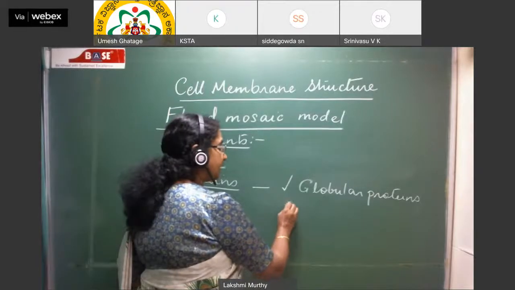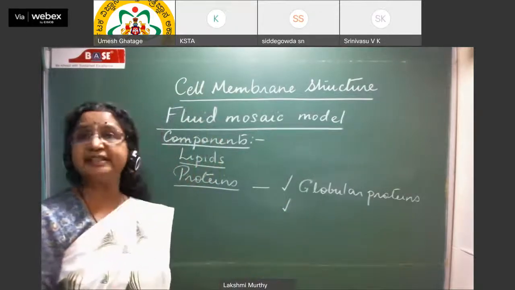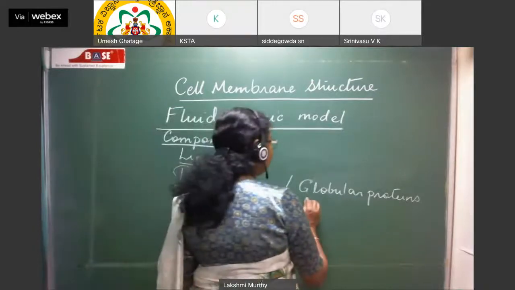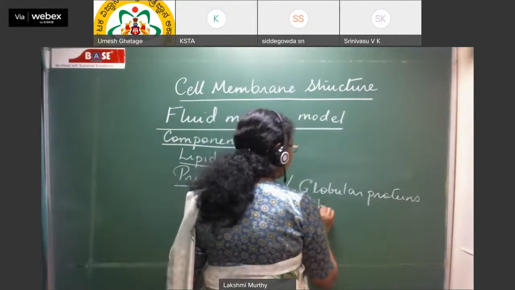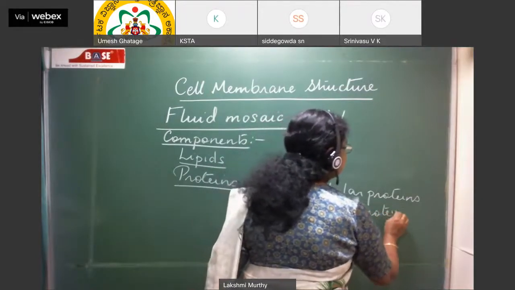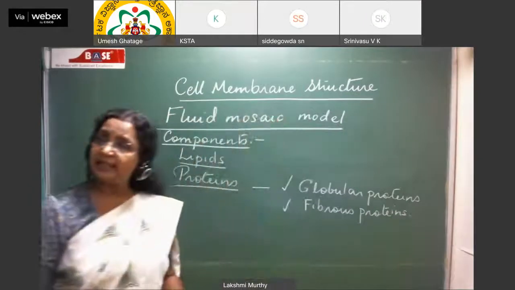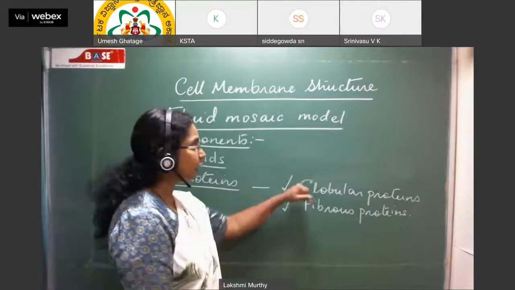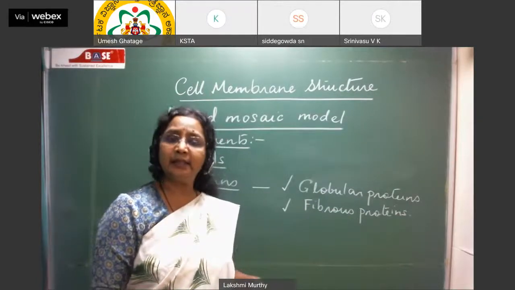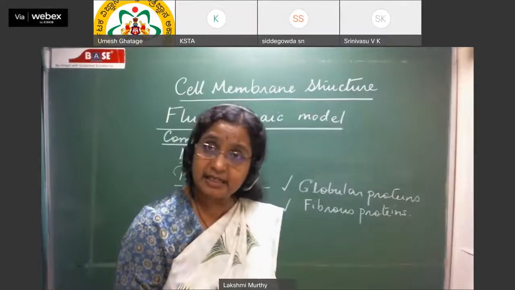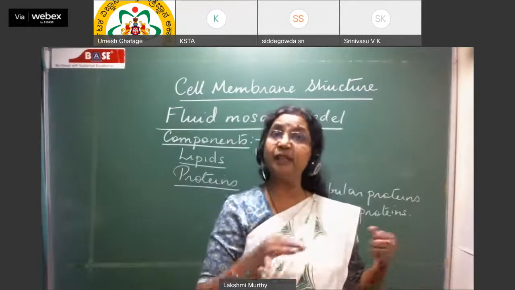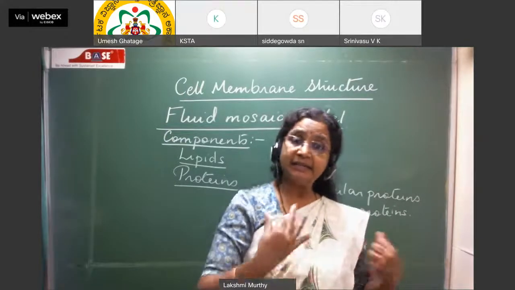Is it possible that some fibrous proteins are also seen in the cell membrane? Definitely, it's going to be possible. So you will find small amounts of fibrous proteins that can be seen inside the cell membrane. So proteins that are present in cell membrane can be globular proteins and fibrous proteins. We are going to be learning how to classify these proteins on the basis of their location. So I will be coming to the location. Here I'm only describing the ingredients.